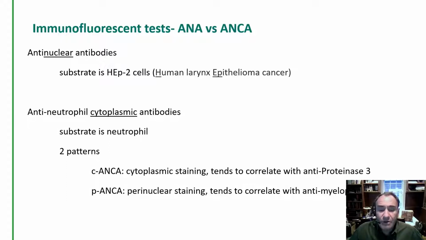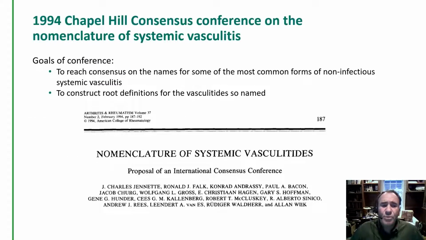And there are 2 patterns that might be seen, the C-ANCA and the P-ANCA. The C-ANCA is cytoplasmic staining, specifically, tends to correlate with antibodies to a protein called proteinase 3. The P-ANCA was perinuclear staining, so still not in the nucleus, it's around the nucleus, and it tended to correlate with antibodies against myeloperoxidase. So what's important? That was 1990. The paper from ACR, the papers were 1990. That 1985 paper started to describe ANCA.